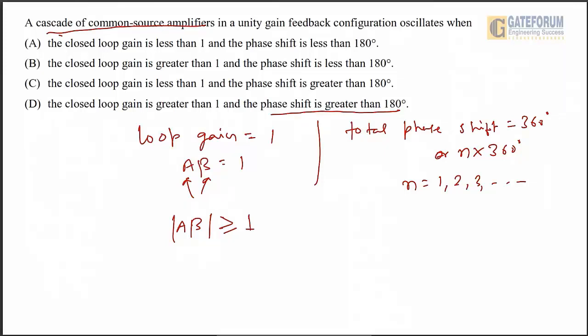So the overall phase shift should be greater than or equal to 360 degree, and the magnitude of A into beta should be greater than or equal to 1. Then only it will sustain the oscillation as per the Barkhausen criteria. So as per this condition, option D is satisfying for this question. So option D is the right answer for this question, and in this way, this is the end of the explanation for this question.